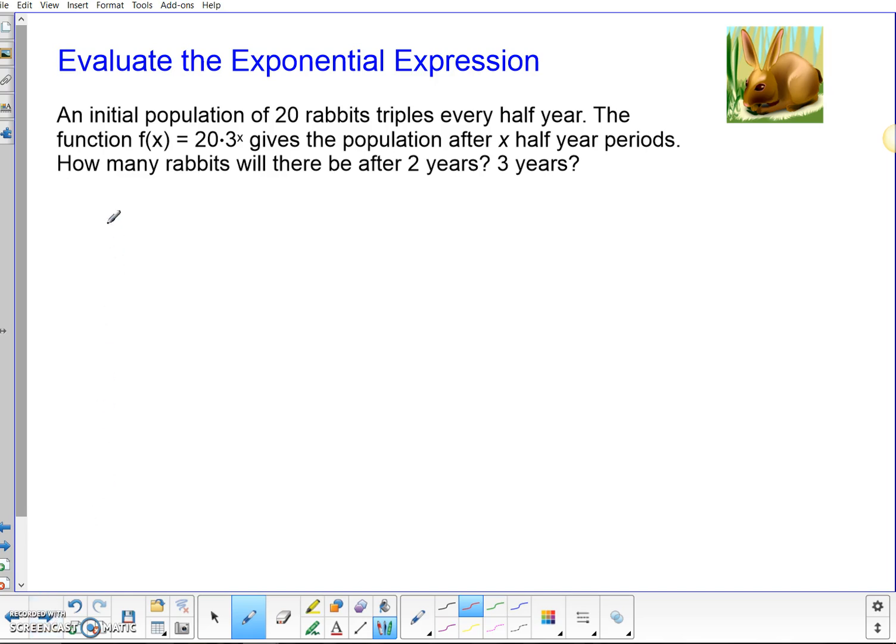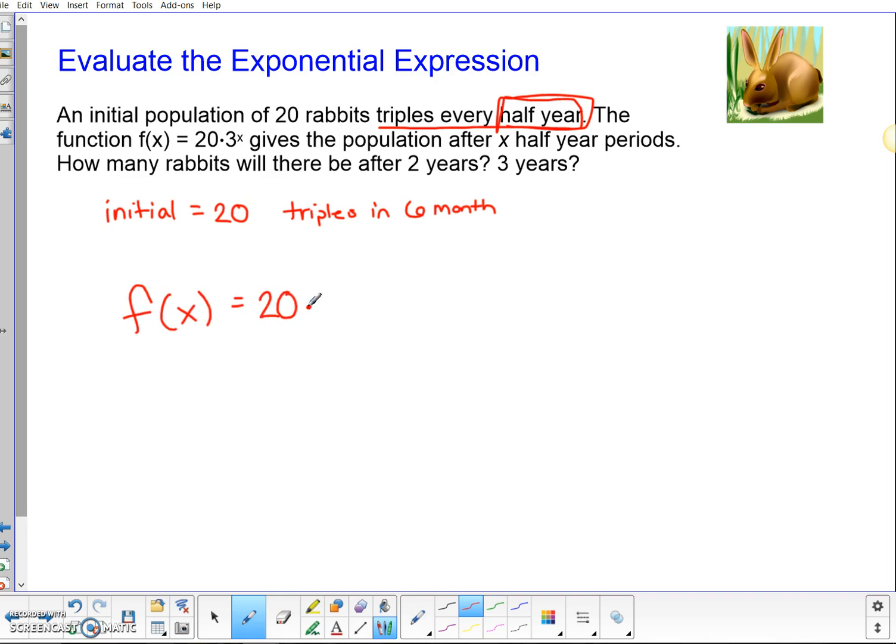The first thing we can do with these exponential functions is evaluate them. An initial population of 20 rabbits. So initial equals 20. Triples every half year. So it triples in 6 months. The function f of x equals 20 times 3 to the x. I would encourage you to be writing this down with me. Gives the population after x half-year periods. So this tells us the number of half years, not the number of years.